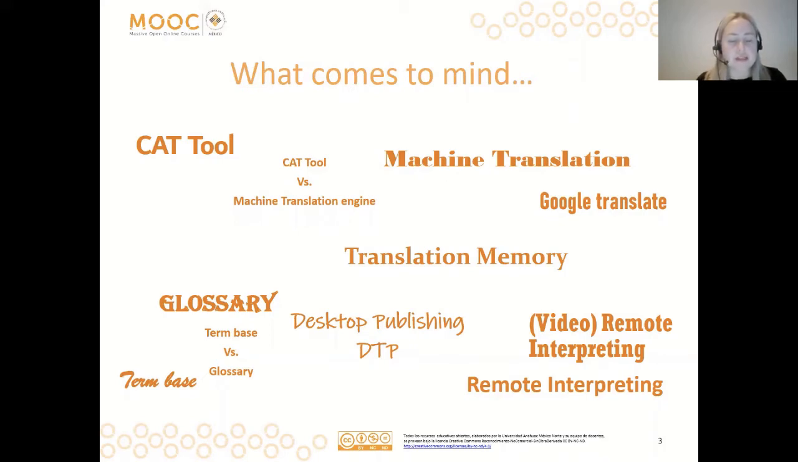We'll also explore the similarities and differences between glossaries and term bases. That's down at the bottom left-hand corner. We've glossary, term base, and what the two differences are there also. We'll also be taking a look briefly at desktop publishing, what that means, where it comes into play in the role of a translator, and why it's important to have knowledge about it. And also with regards to video remote interpreting and just remote interpreting in general, and why that might be important just to briefly mention in this session here today.